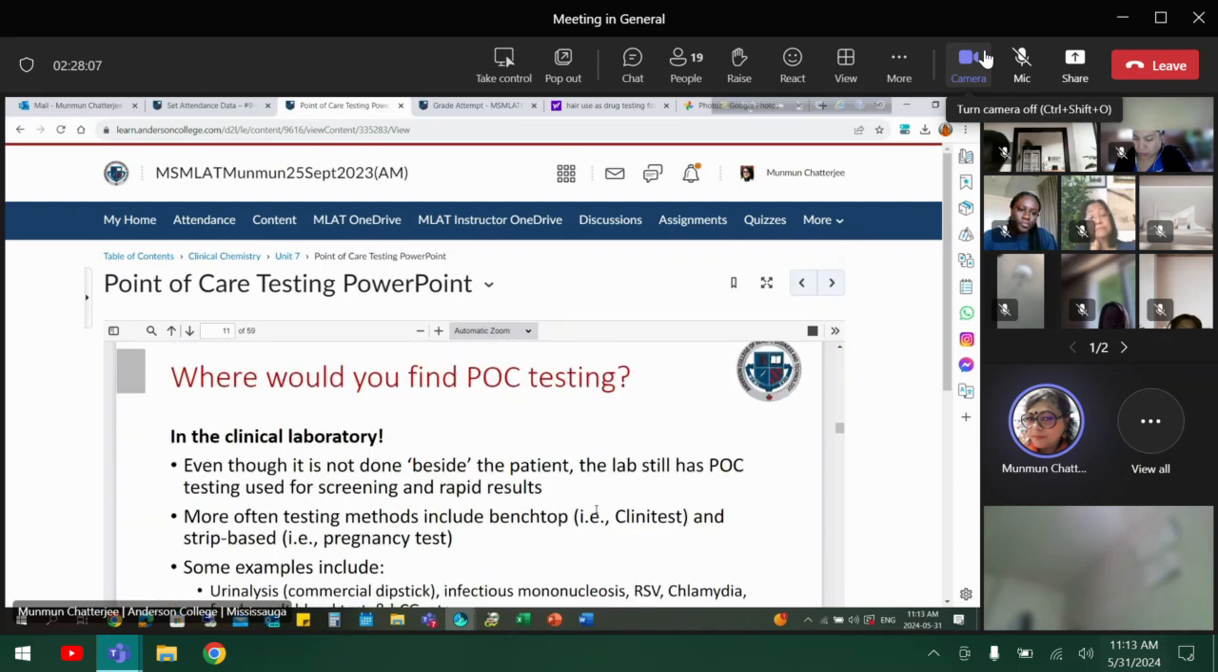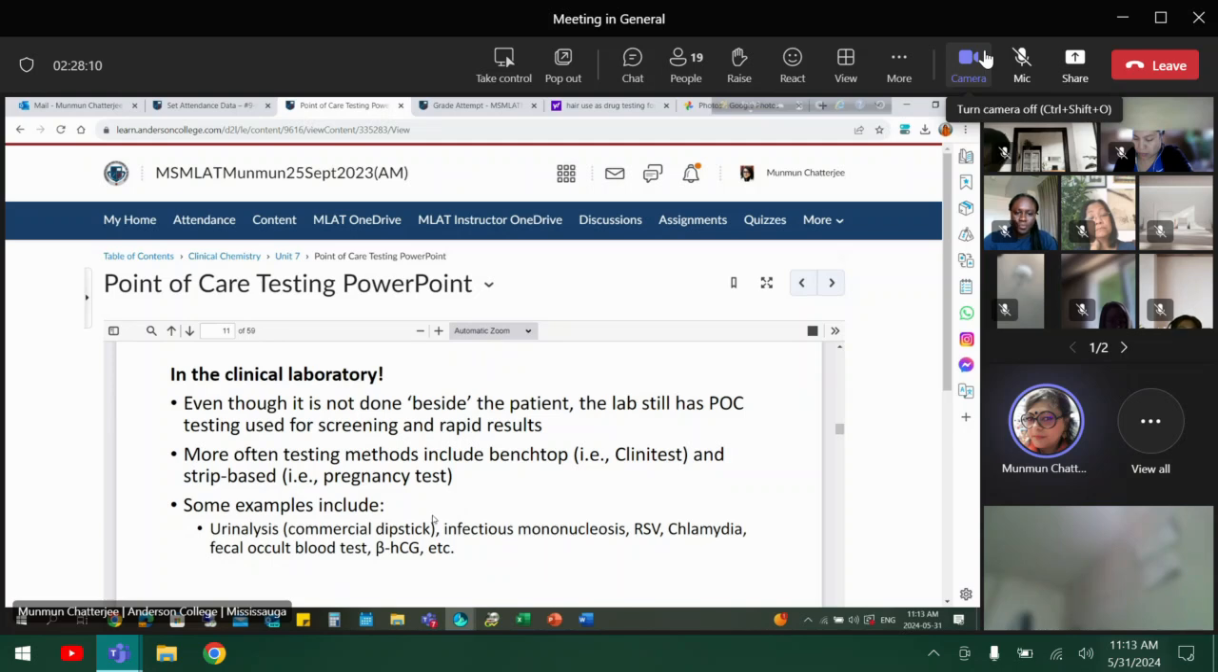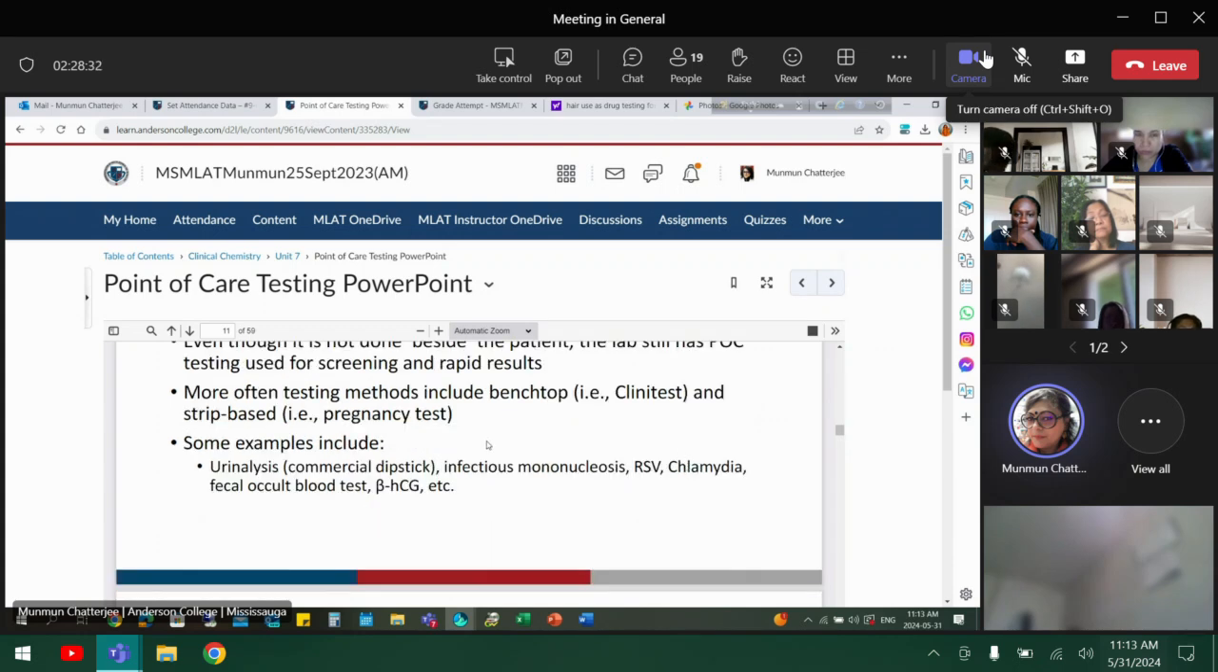In the clinical laboratory, even though it is not done beside the patient, the lab still has POC testing used for screening and rapid results. Sometimes, if it is immediate, there is less turnaround time. More often testing methods include benchtop, like the clinic test, the pregnancy test. So they can be immediate. It mainly follows the device, so immediate test.